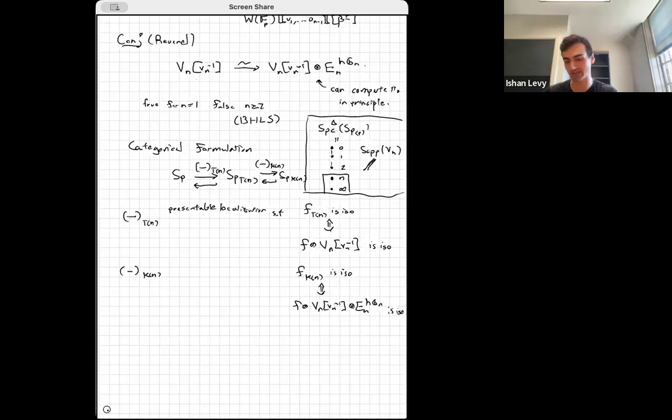So you can see that that's very related to the two sides of the telescope conjecture. And so the point is that the telescope conjecture for height n is equivalent to the statement that these two categories are the same. So it's equivalent to the question of whether this is an equivalence of categories.